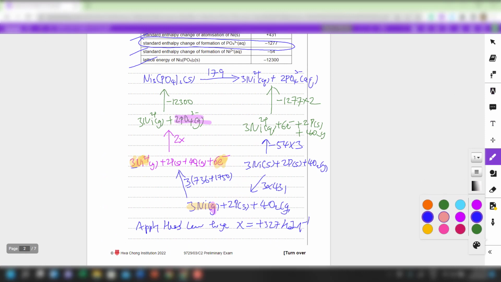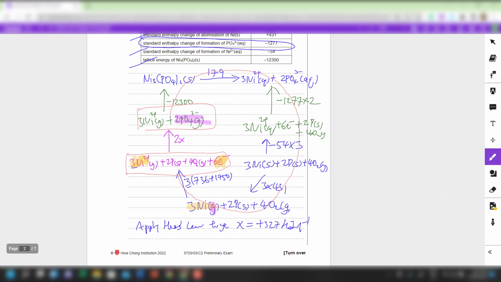Yeah, so I need to go from here upwards, right? I need to go from here to here. If I cannot go directly, I will need to go the other way around like this. If I go the other way around, first I need to check, am I going against the flow of the arrow or going in the same direction as the arrow? If I'm going against the flow of the arrow, I need to multiply everything by -1. If I'm going in the same direction, then I'll just put that value in. So that's about it, and you will get plus 327 kilojoules per mole.